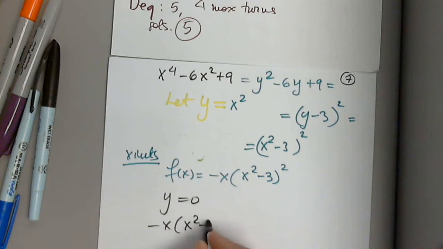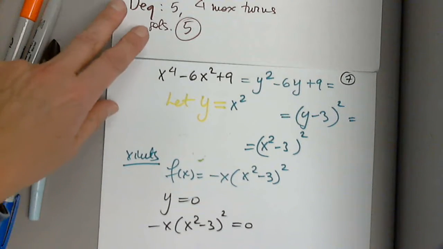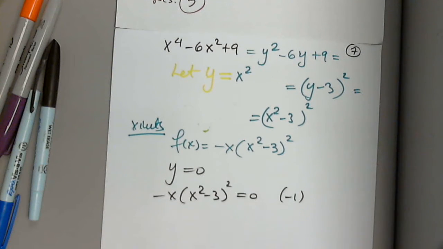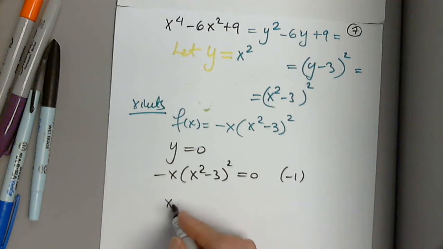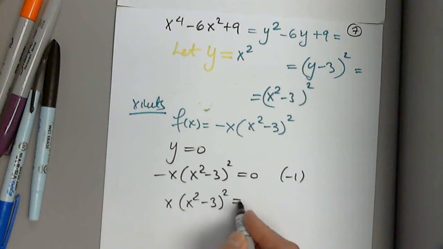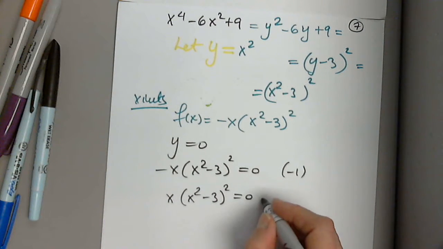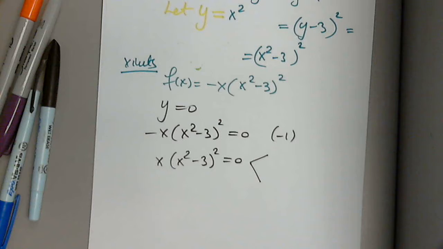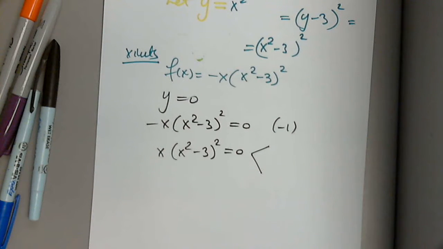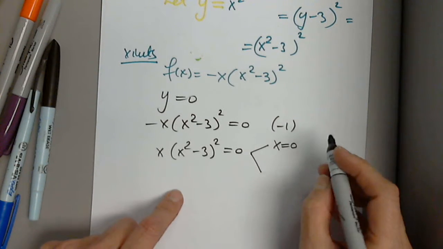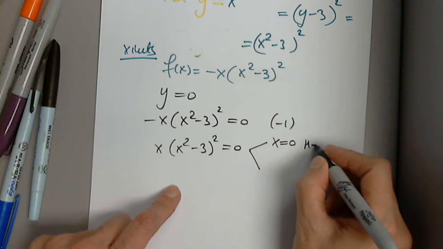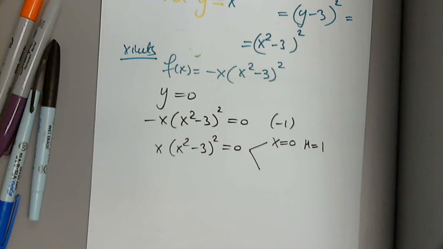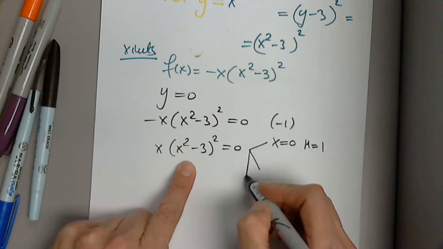Negative x, x squared minus 3 squared equals 0. Multiply both sides by negative 1. I refuse to work with a negative leading coefficient, and I can always do that in an equation. Why not? So for now, I only have 2 options, sort of. Let's write the option for everyone to see. What is the first option? Very good. How many solutions x equals 0? Multiplicity 1. Perfect.